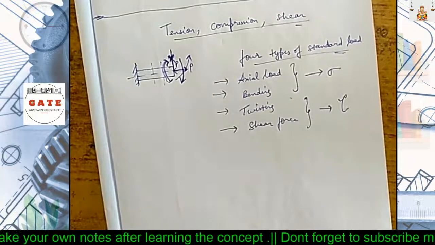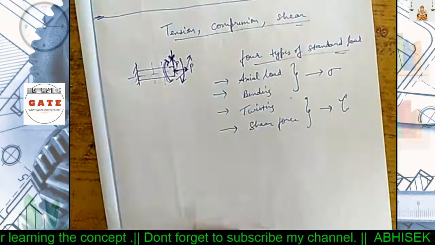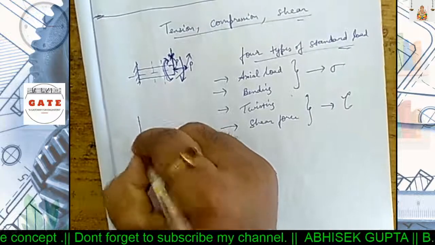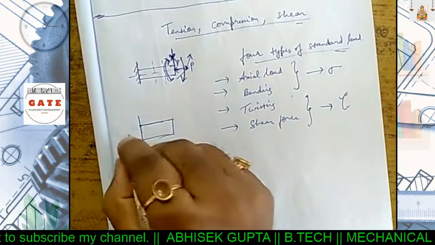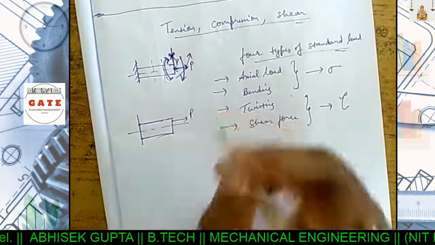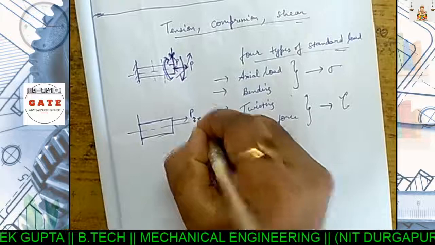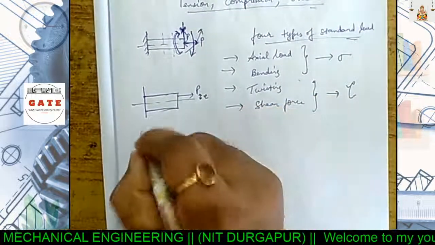Now, suppose the force is not acting along the longitudinal axis. Then what do we call that force? Suppose this is the longitudinal axis and force is acting like this. So this is the eccentricity E. So we say this is an eccentric axial load.